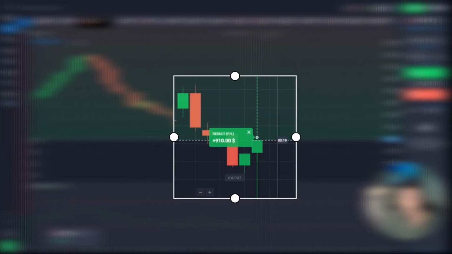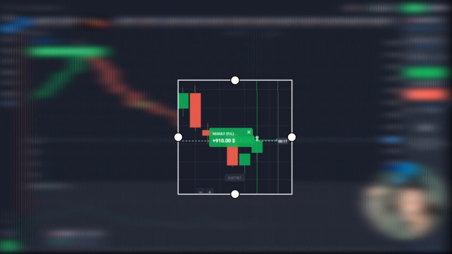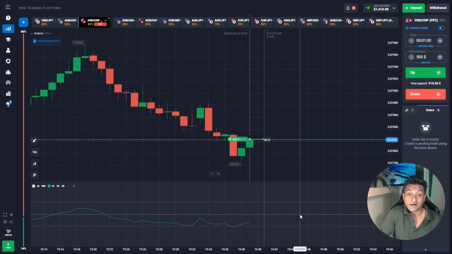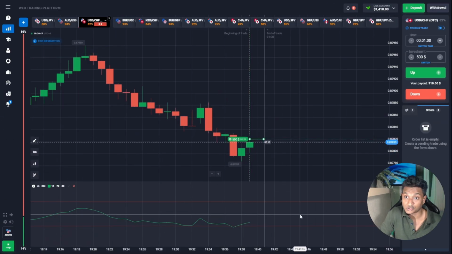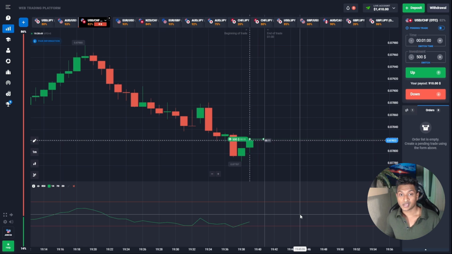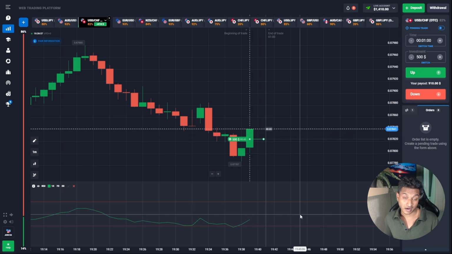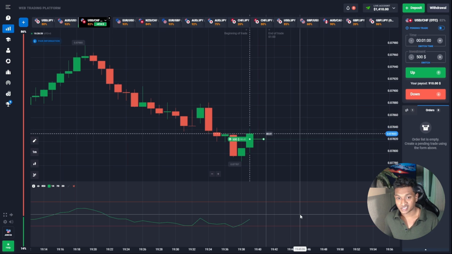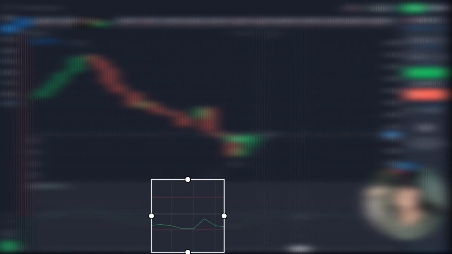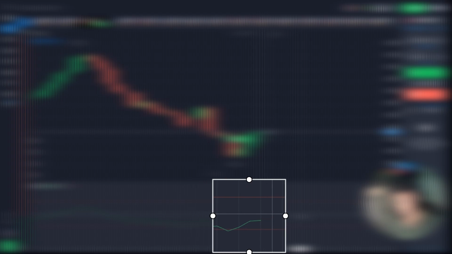Look at my first profit, $910, and $410 clean profit. And let's push up and follow the trend. Look at this, the trend is growing up. When it hit the bottom in the RSI indicator, the oversold zone, it's pushing up. Pay attention to the RSI indicator below every time.